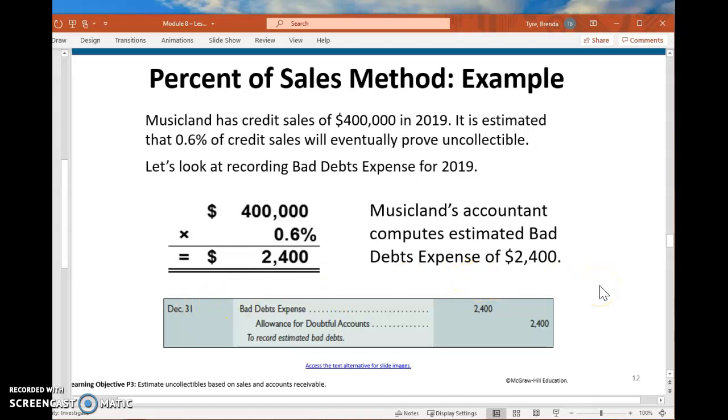Here's an example. We've estimated that 0.6% of our credit sales only, our cash sales aren't included, will be uncollectible. So we take our $400,000 times the 0.6%, and we're determining that $2,400 will not be collected of those sales. So we debit bad debt expense and we credit the allowance for doubtful accounts.